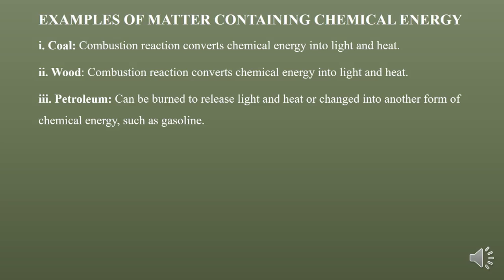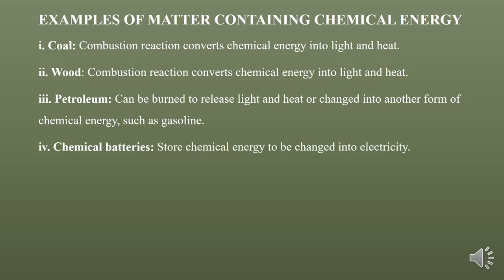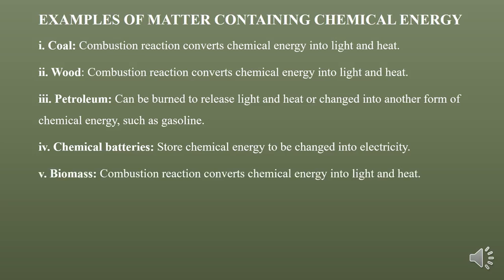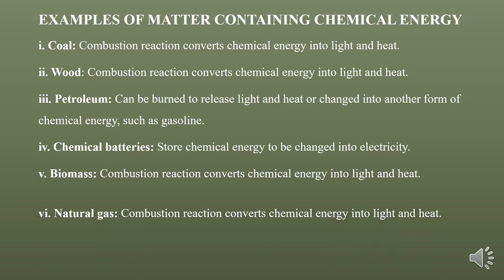Petroleum, it can be burned to release light and heat energy, or it can be changed into another form of chemical energy, such as gasoline. We have chemical batteries. We all know that chemical batteries store chemical energy, which is then changed into electricity. You have biomass. Now, combustion reaction of this converts chemical energy in the biomass to light and heat energy.